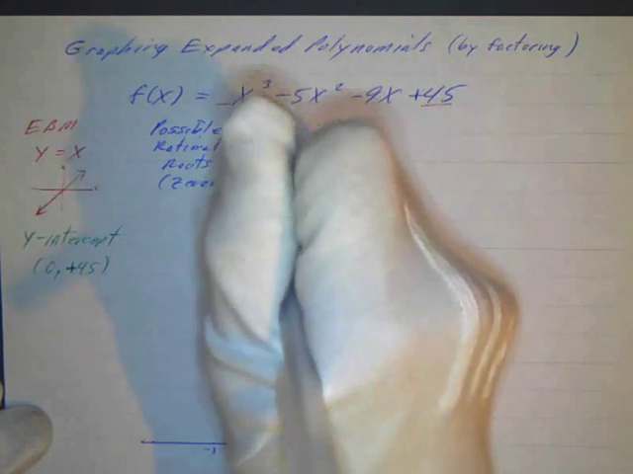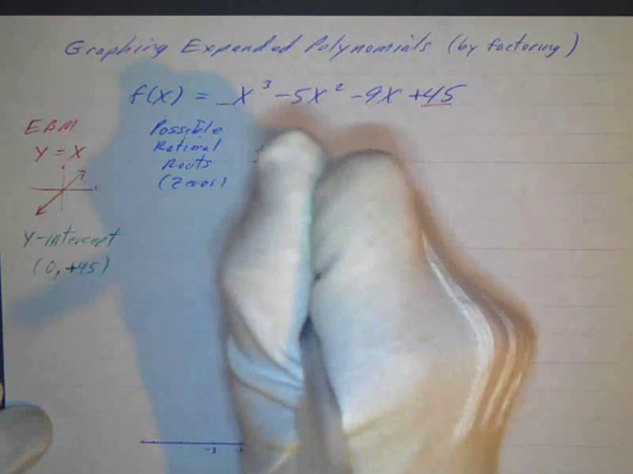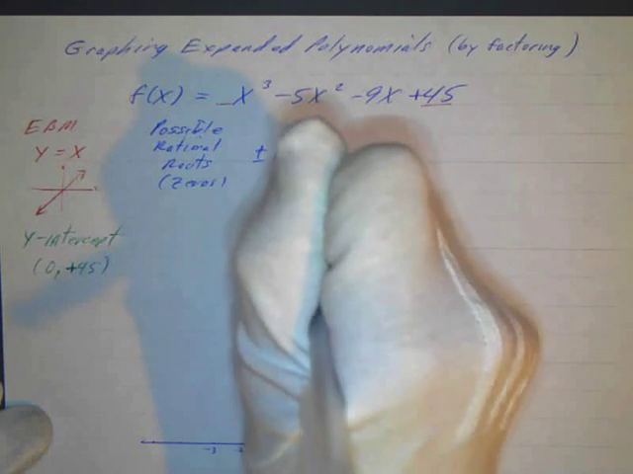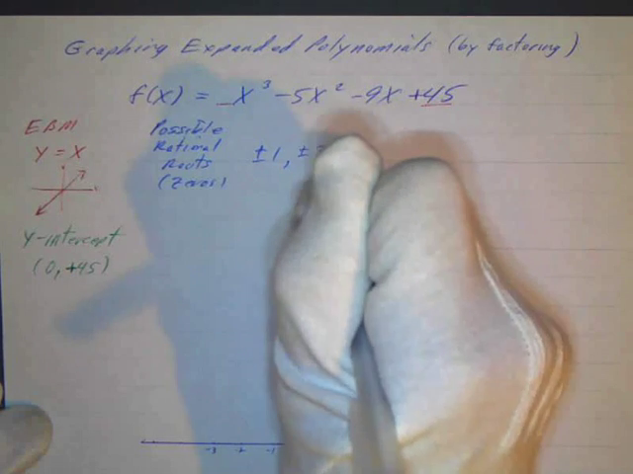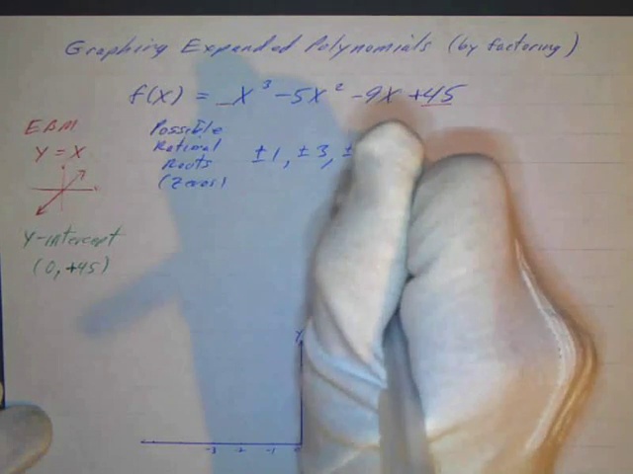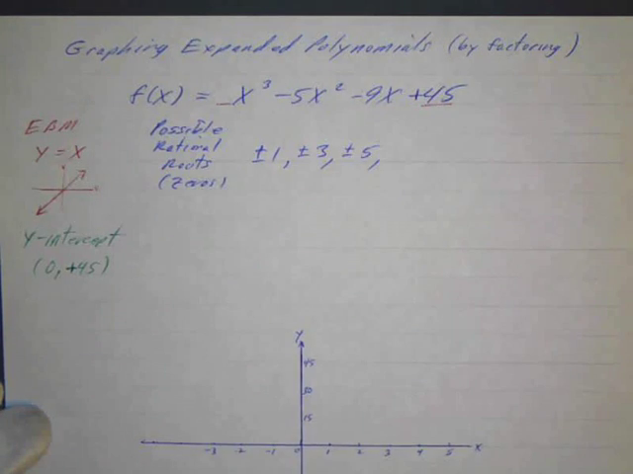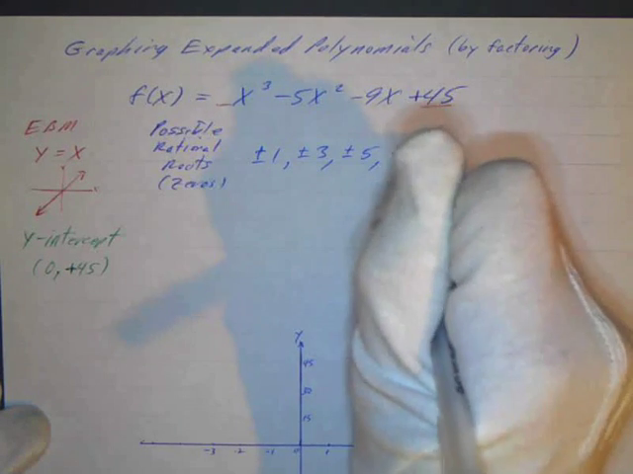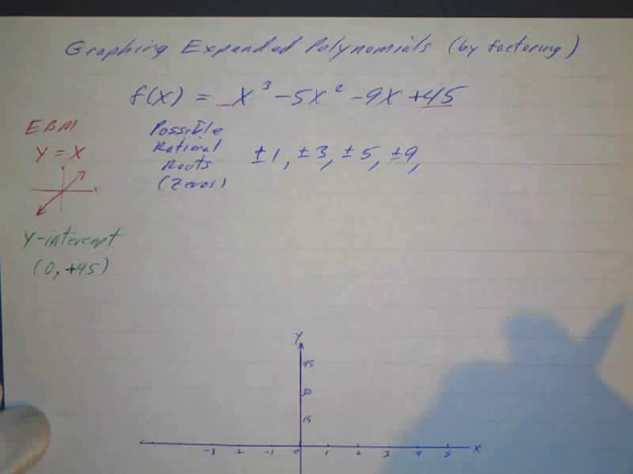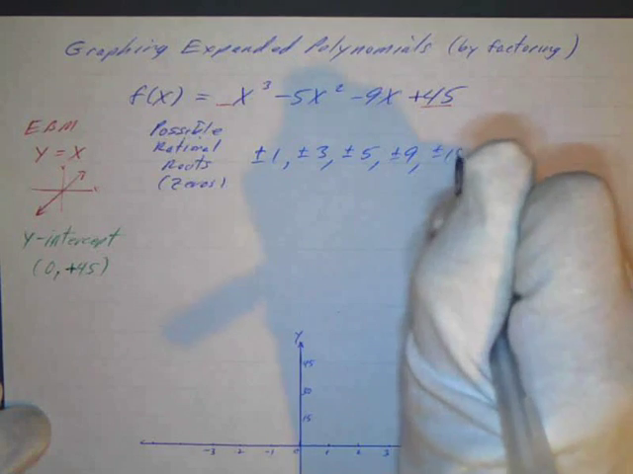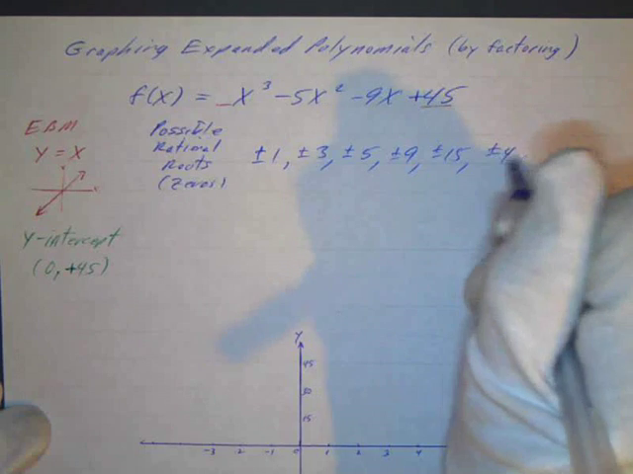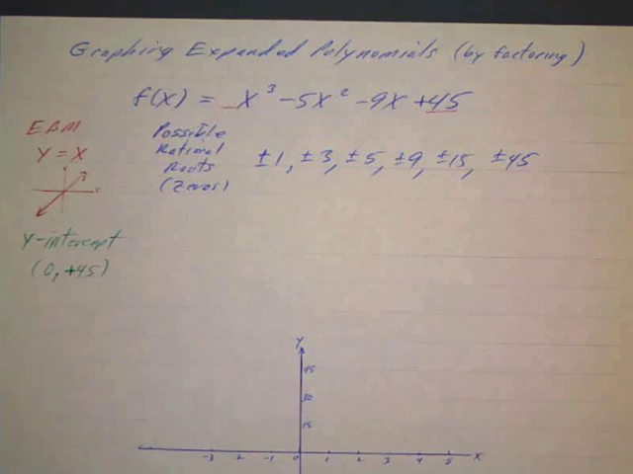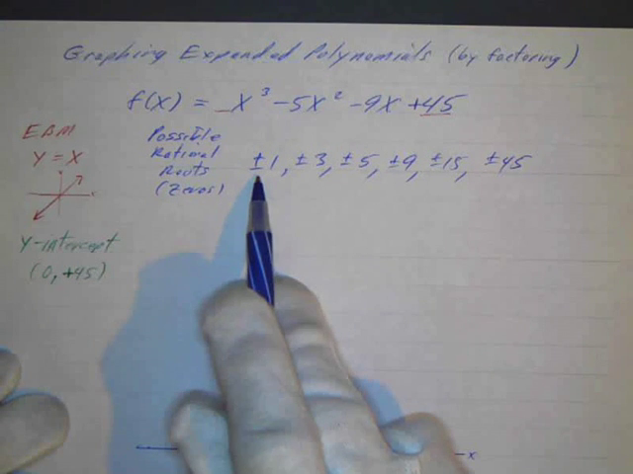So that's just going to be plus or minus 1, plus or minus 2 doesn't go in there, 3, plus or minus 5 goes into 45. 6 doesn't go in there, 7, 8, 9, plus or minus 9. 10 doesn't go in there, 11, 12, 15, plus or minus 15. And I guess plus or minus 45. All right. And if we were going to do synthetic division, we would start with plus or minus 1, negative 1, 3, etc.